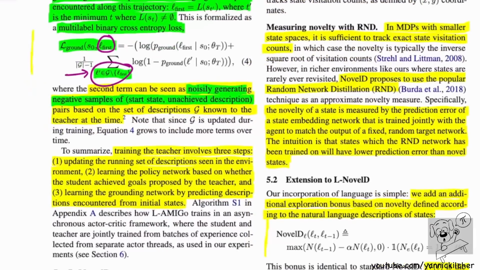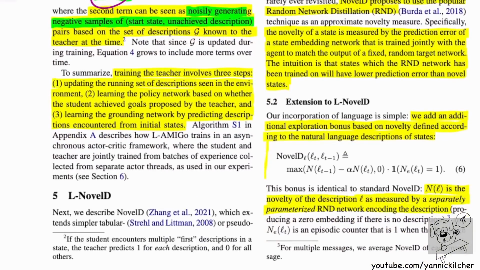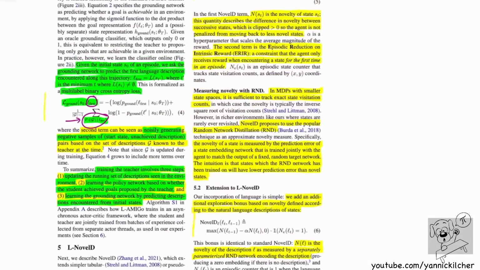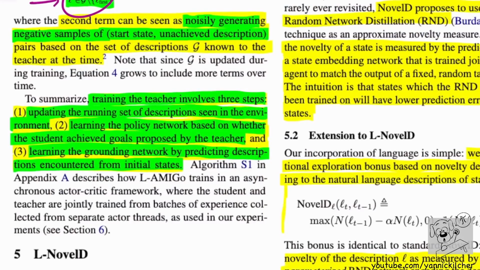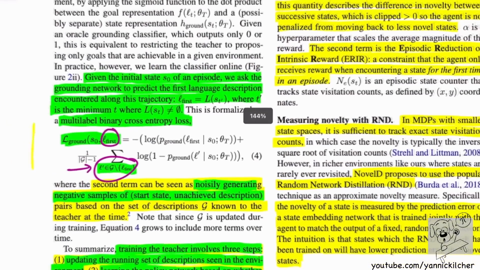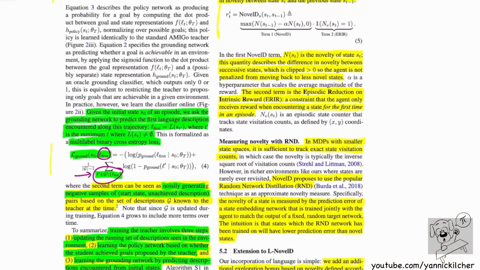Further, and let's go into criticism right after we conclude here. They say, to summarize, training the teacher involves 3 steps: updating the running set of descriptions seen in the environment. That's collecting the goals, essentially. Learning the policy network based on whether the student achieved the goals proposed by the teacher. Okay, that's the same as the original AMIGo. And third, learning the grounding network by predicting descriptions encountered from initial states. Okay, well, this description here I can agree with. I just don't see why only the first is taken as the positive sample.